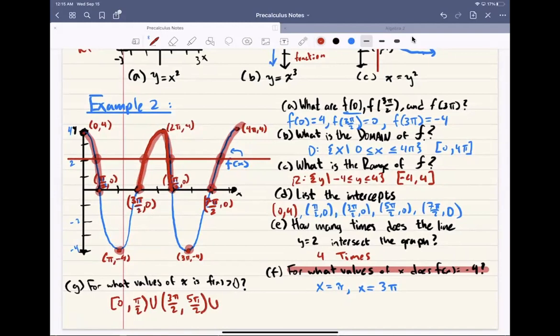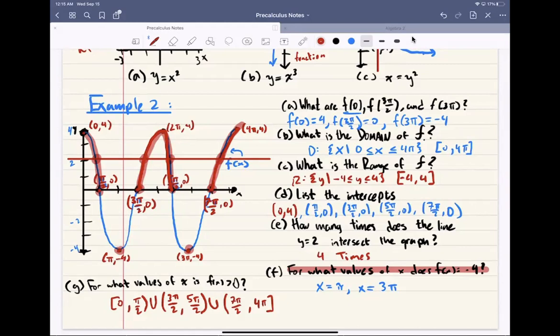At 7 pi over 2, we're not going to include 7 pi over 2 because that's where it's equal to 0. But everything afterwards is greater than 0. And you're going to notice we stop at 4 pi. And we include 4 pi because that is bigger than 0, right? And so that's it. Those are the values of x where it's greater than 0. This part is a little bit tricky, so if you need help, make sure to ask me in class or send me a message on Schoology, and we'll go over all of this together.